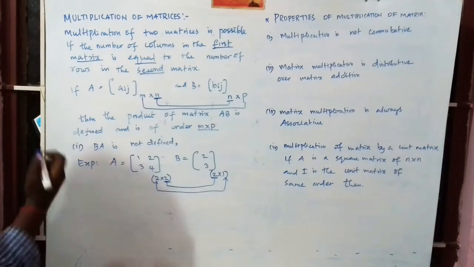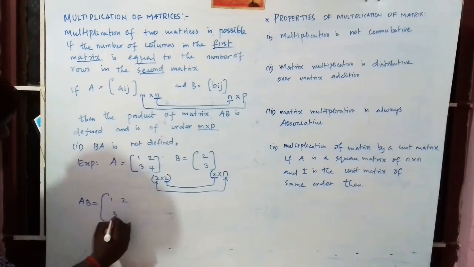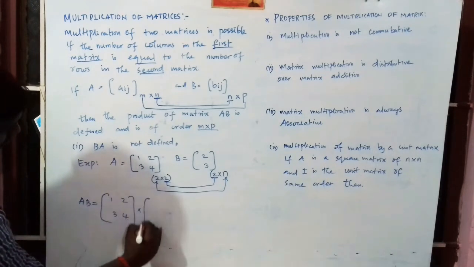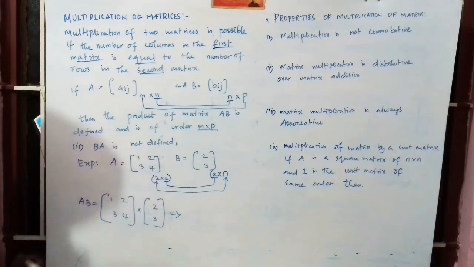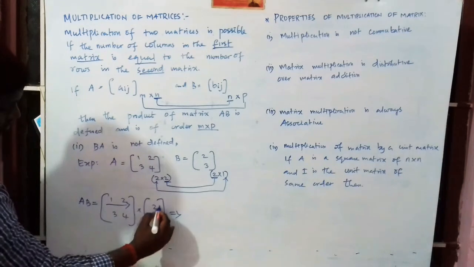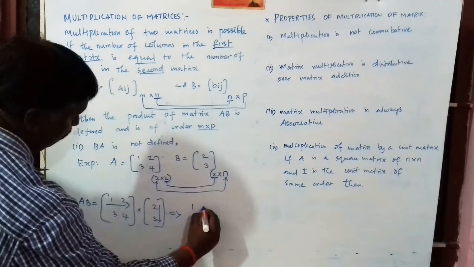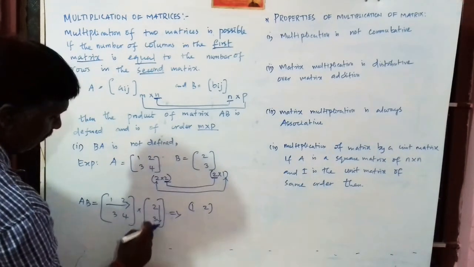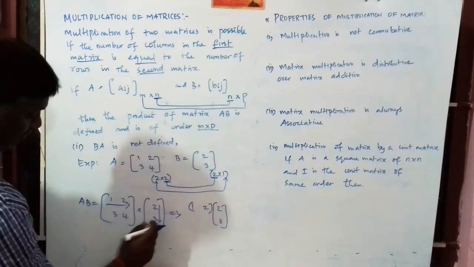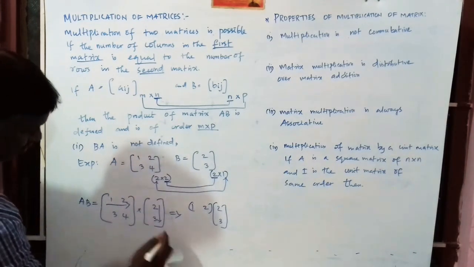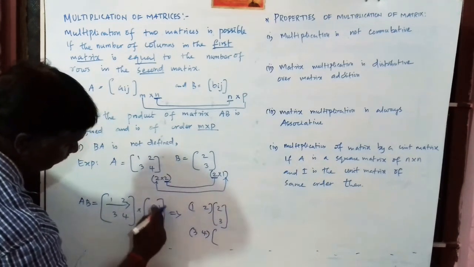So I will check the product AB. AB equals A, which is 1, 2, 3, 4, into B, which is 2, 3. How to multiply? Listen carefully. First row into first column. The first row is 1, 2, and the first column is 2, 3. Next, second row and first column. The second row is 3, 4, and the first column is 2, 3.